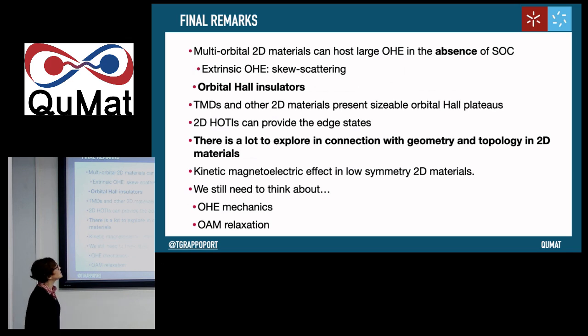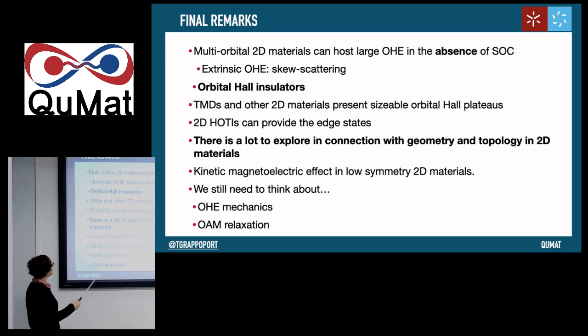In terms of the 2D materials, we see that we can have very large orbital Hall effect without spin-orbit coupling. We have skew scattering mechanism that can strongly enhance the orbital Hall effect in 2D materials. Our group is responsible for finding these orbital Hall insulators that present sizable orbital Hall plateaus, and it's connected to high orbital topological insulators. But there is a lot to explore in connection with the geometry and topology in 2D materials and understand the connection with orbital physics.